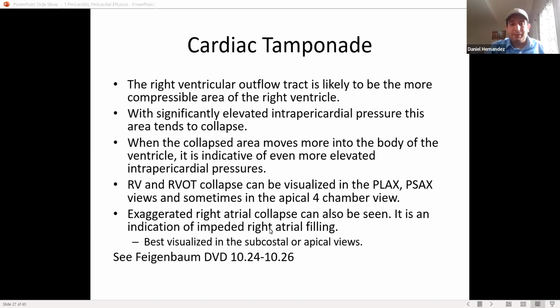So the subcostal view is excellent for assessing for pericardial effusion because we get a good view all the way around the heart. So it's an optimal window for assessing for pericardial effusion.